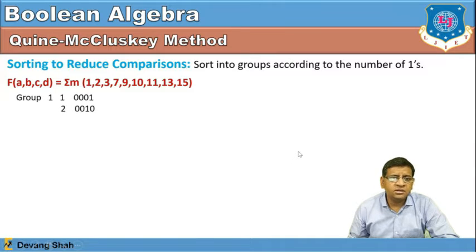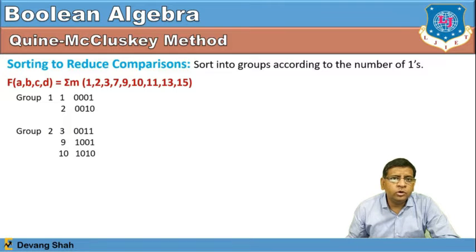You can see this is group number 1, where I have taken the number of ones in a sequence. It has the min terms 1 and 2. You can check that the sequence of 4 bits for 1 is 0 0 0 1, and for 2 is 0 0 1 0. Both these numbers have a single one in the sequence, right?